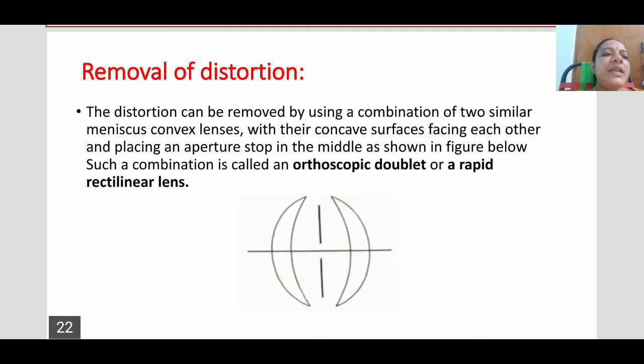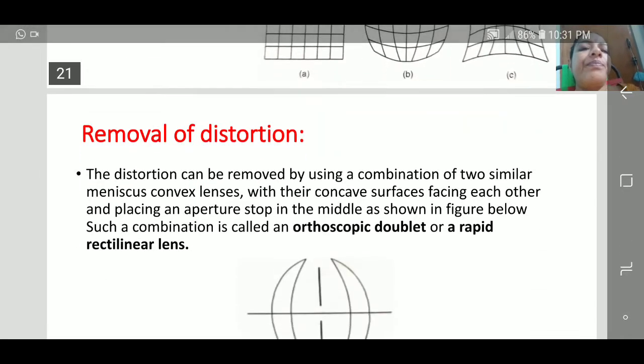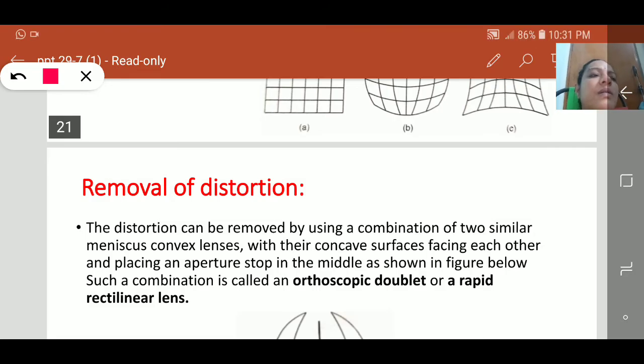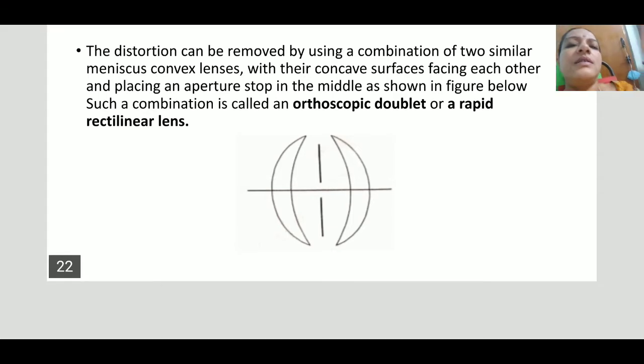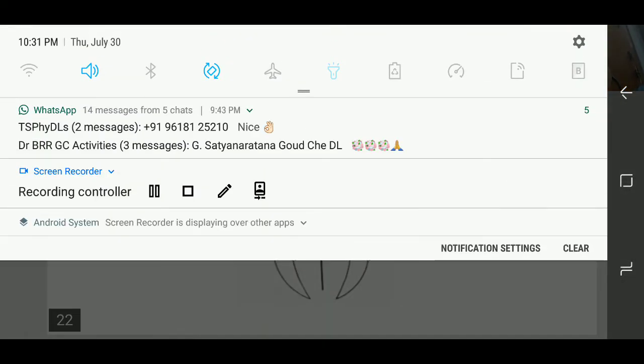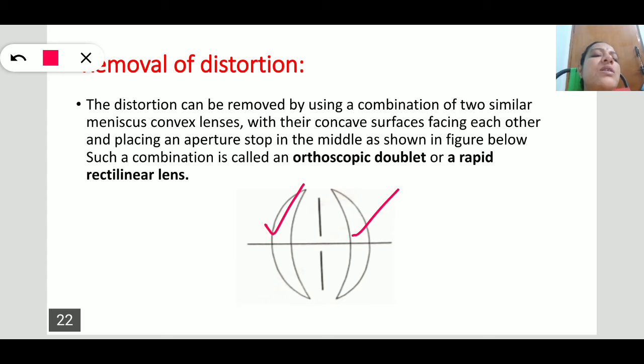The distortion can be removed by using a combination of two similar meniscus convex lenses. See here, these are the two meniscus convex lenses with their concave surfaces facing each other, and placing an aperture stop in the middle. This is the aperture stop. Such a combination is known as an orthoscopic doublet or a rapid rectilinear lens.